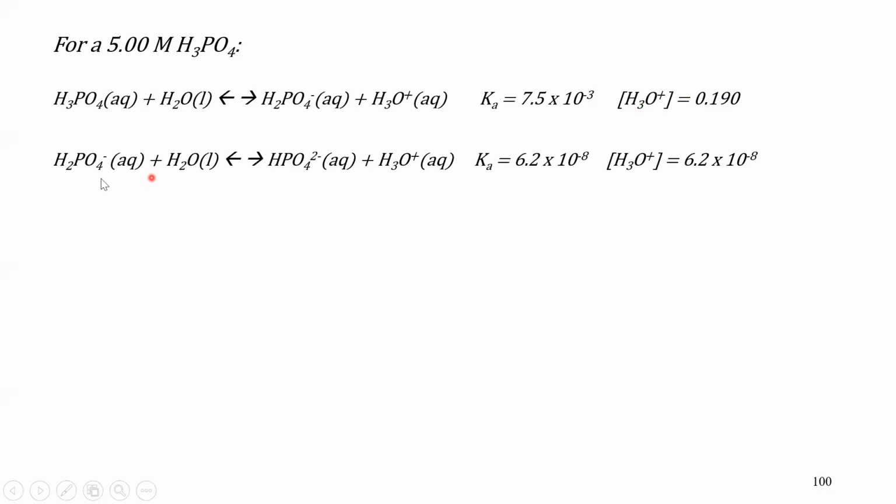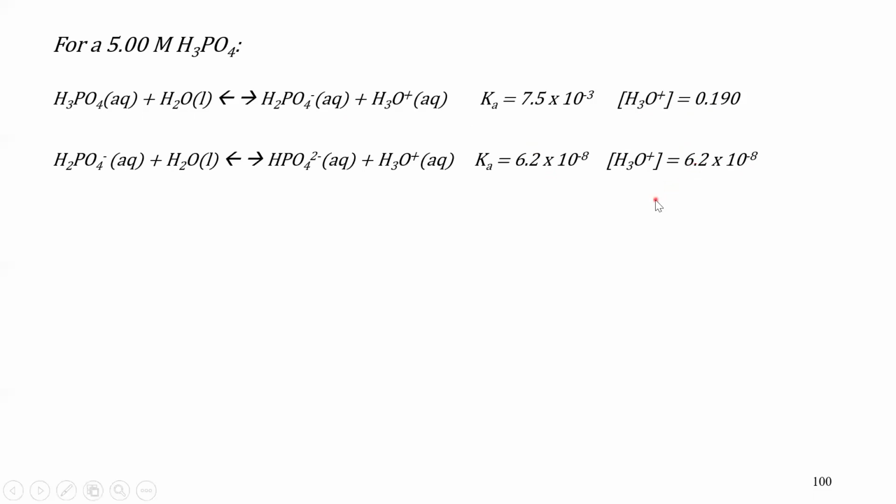Now, if we were to look at the second step, the Ka for the second step is 6.2 times 10 to the minus 8. The hydronium ion concentration from the second step is significantly less than the first step. Okay, it's 10 to the minus 8.